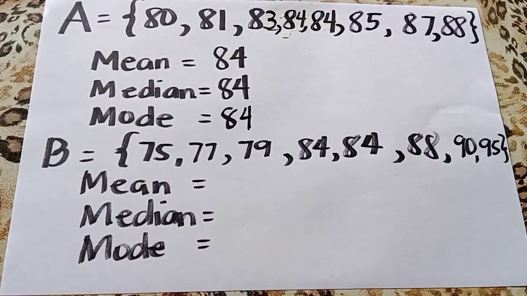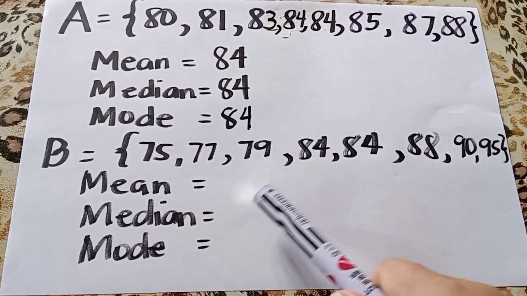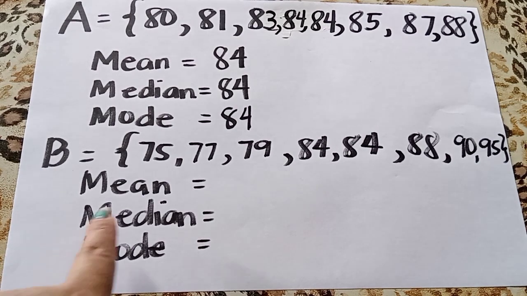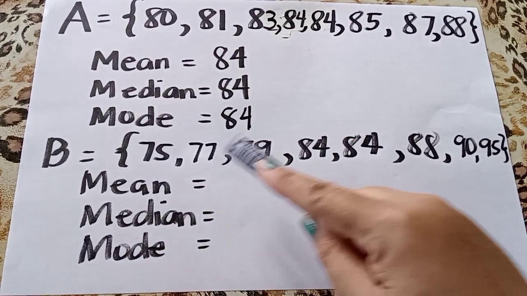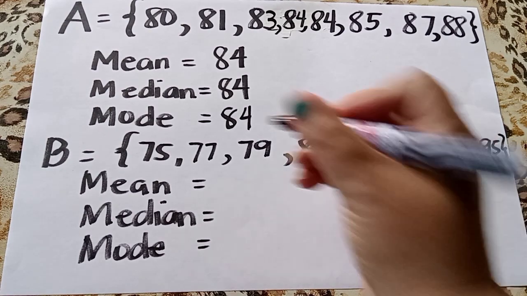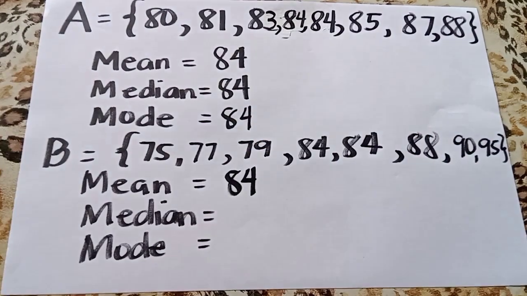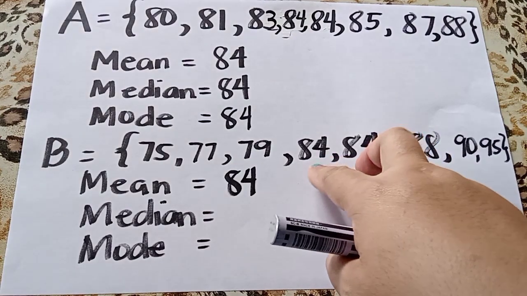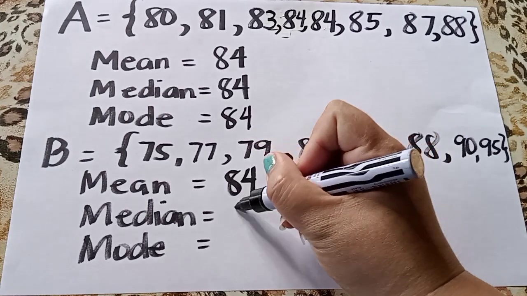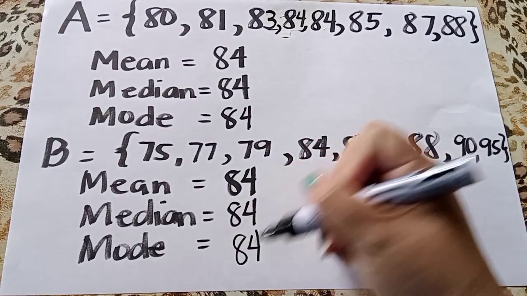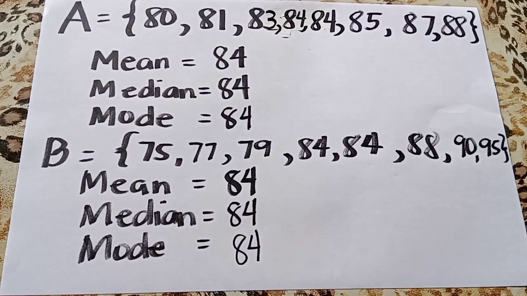Now let's consider set B. We have the given 75, 77, 79, 84, 84, 88, 90, and 95. Let's have the mean. If we add 75, 77, 79, 84, 84, 88, 90, 95 and divide by 8, we have 84 as our mean. And then of course our median: as you would notice, our median is these two middle values, 84 and 84, divided by 2, so you have 84. And of course our mode is also 84. So that will be our mean, median, and mode.